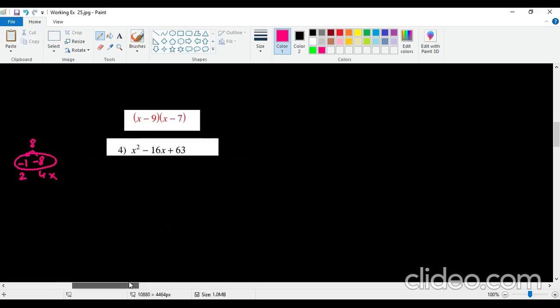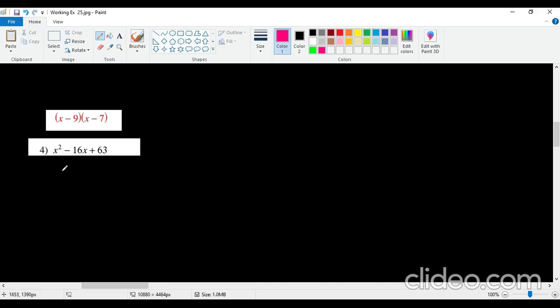Now look at this last one. In here, the number is 63 times 1 is a 63. So we need to find out the factors of 63. So how do we get 63? 1 times 63 and 3 times 21.